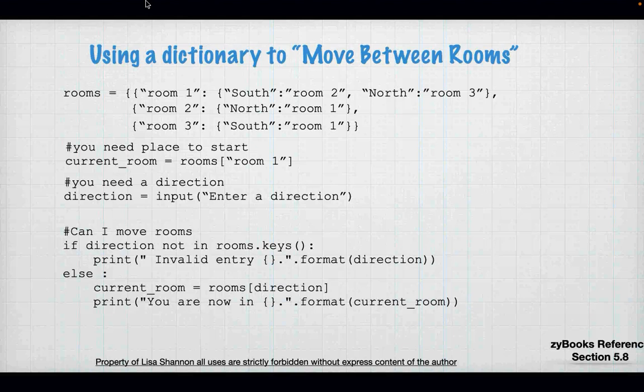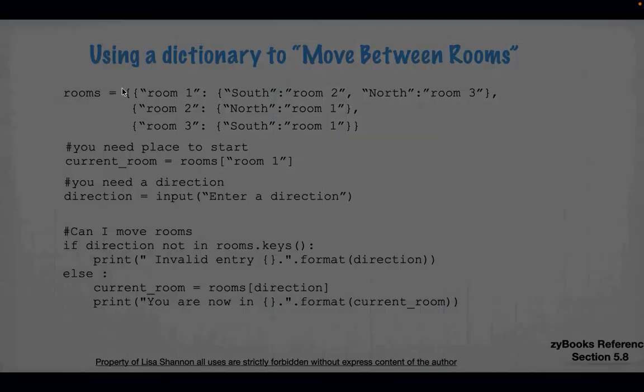So I'm going to ask the user to input a direction, north or south. The first thing I have to do is check if that direction is valid for that room. Because if I put north in for room 3, I'm not going anywhere, and if I try to get north from the dictionary that is in room 3, I'm going to get an exception. So first thing I want to do is say if direction not in rooms.keys. So I have to ask, is the direction in the room keys for whatever room I am in? I'm sorry, this should be current room. I'll fix that. Otherwise, current room now becomes, sorry, this is wrong.